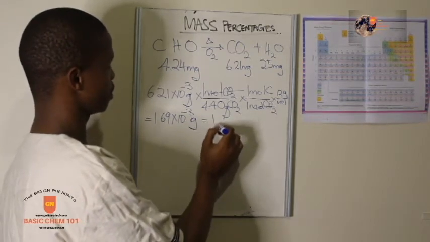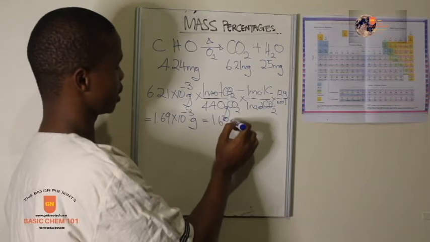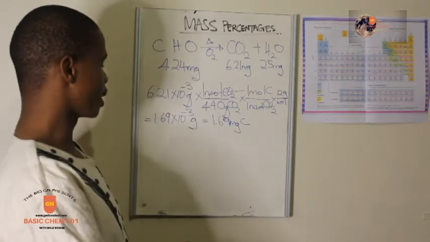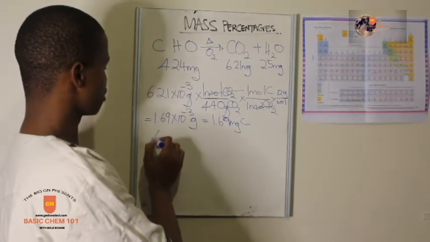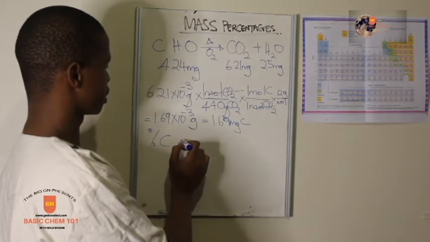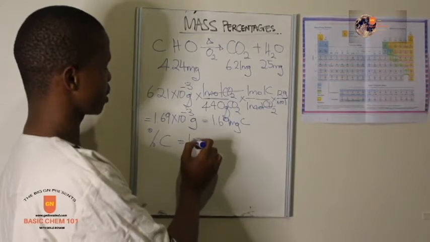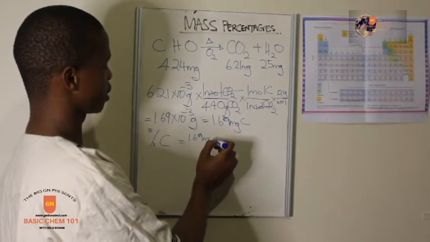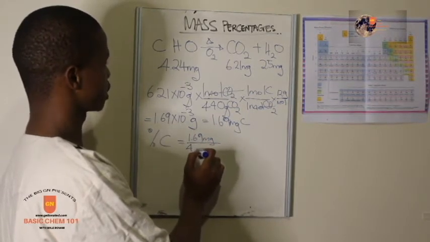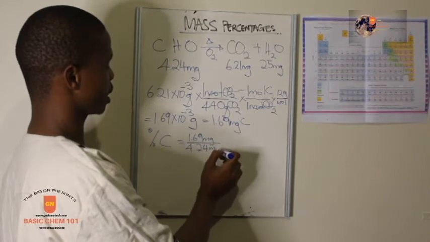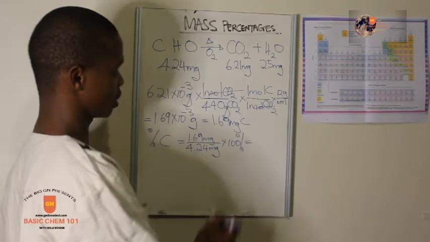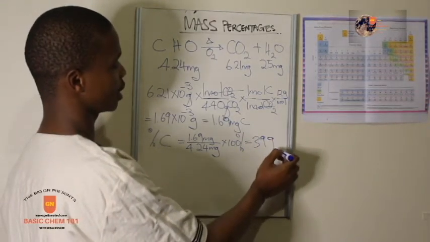So this is 1.69 milligrams of carbon in our unknown compound. So we can get the mass percent of carbon, which is equal to mass of analyte divided by mass of whole compound, 1.69 milligrams over 4.24 milligrams times 100%, which is 39.9%.